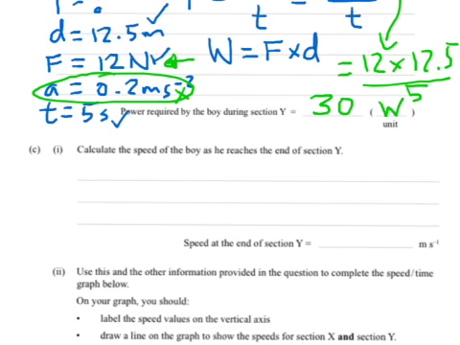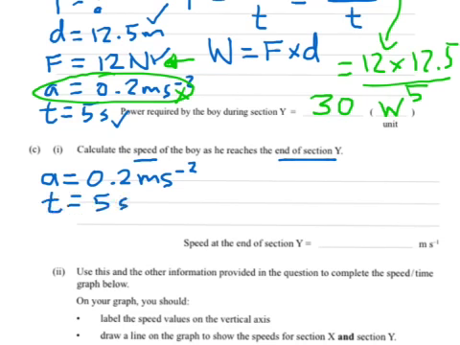Calculate the speed, this is part C, part 1: calculate the speed of the boy as he reaches the end of section Y. Okay, so he's been accelerating at a rate of 0.2 meters per second squared for a time of 5 seconds, and we're trying to find the speed of the boy, so the change in velocity is the difference between your final and your initial velocity.